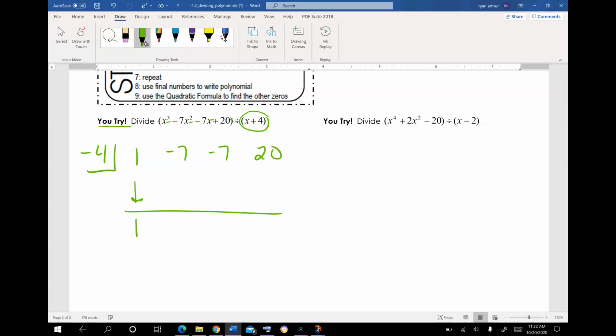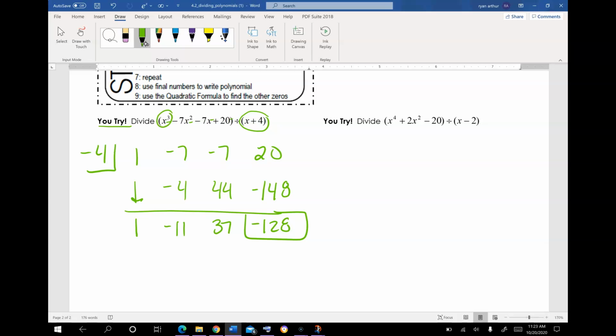Drop the 1 down. -4 times 1 is -4. -7 plus -4 is -11. -4 times -11 is 44. And then we're going to say -7 plus 44. That's 37. 37 times -4 is -148. Add the 20. And my remainder is -128. I always box my remainder in, so I don't try to include it into my equation yet, okay?